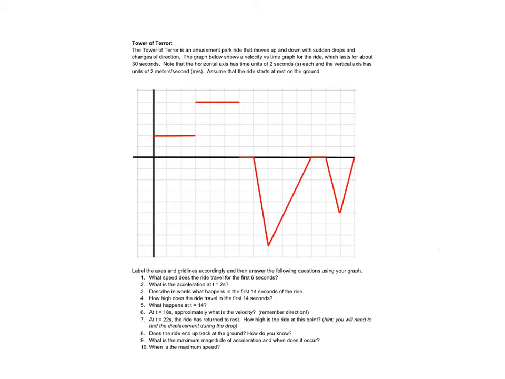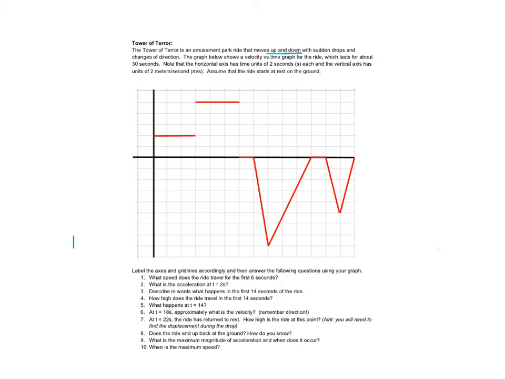All right, this is the second example of a motion graph that we're going to work through. This one is a little bit different. This is called the Tower of Terror. It's actually an amusement park ride. I couldn't model it exactly, but this is somewhat close to what it does. The Tower of Terror is an amusement park ride that moves up and down.